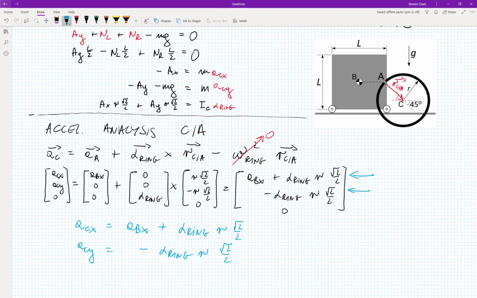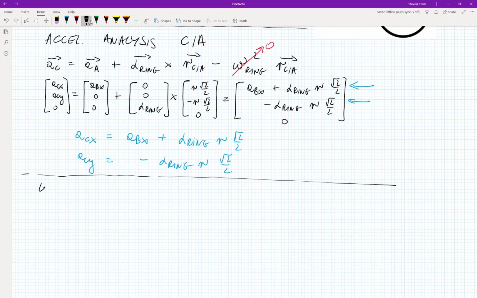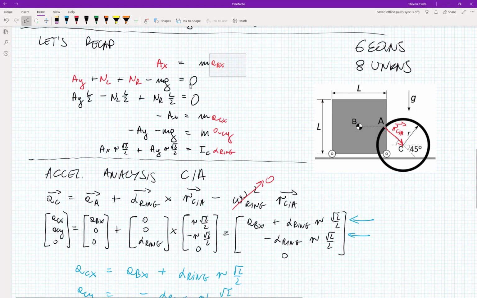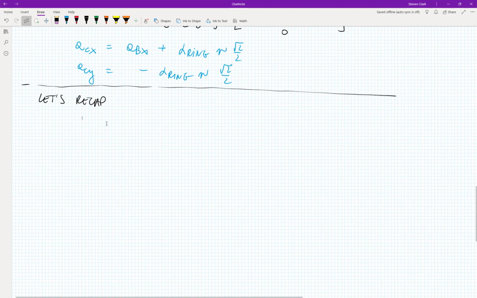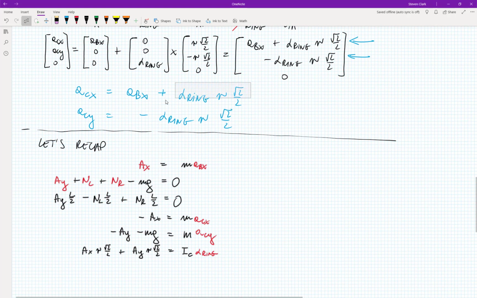So let's recap for the second time. So I'm going to copy these 6 equations. And I'm just going to complete our set of equations with these two extra ones.